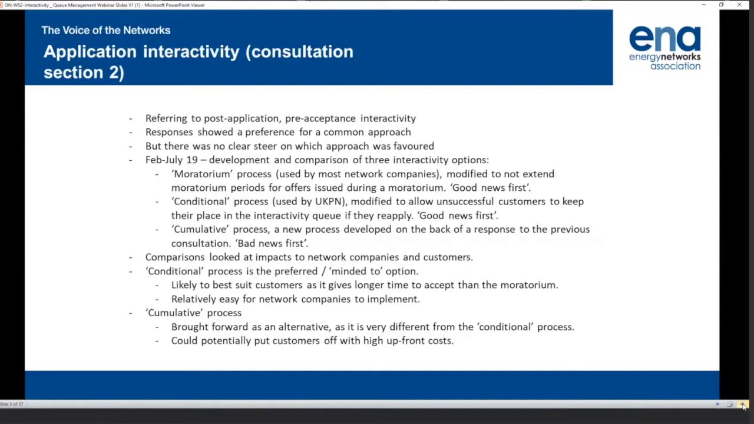And what we weren't sure of in the product development group was whether giving this bad news first approach, this high upfront cost to start with, was beneficial for customers or not. Hence the reason we've put this into the consultation as well. So what I'm going to do now is talk through the conditional process and what that looks like with a couple of examples, and then the cumulative process as well. And then I'll show you the comparison table that we were using, and then go from there.